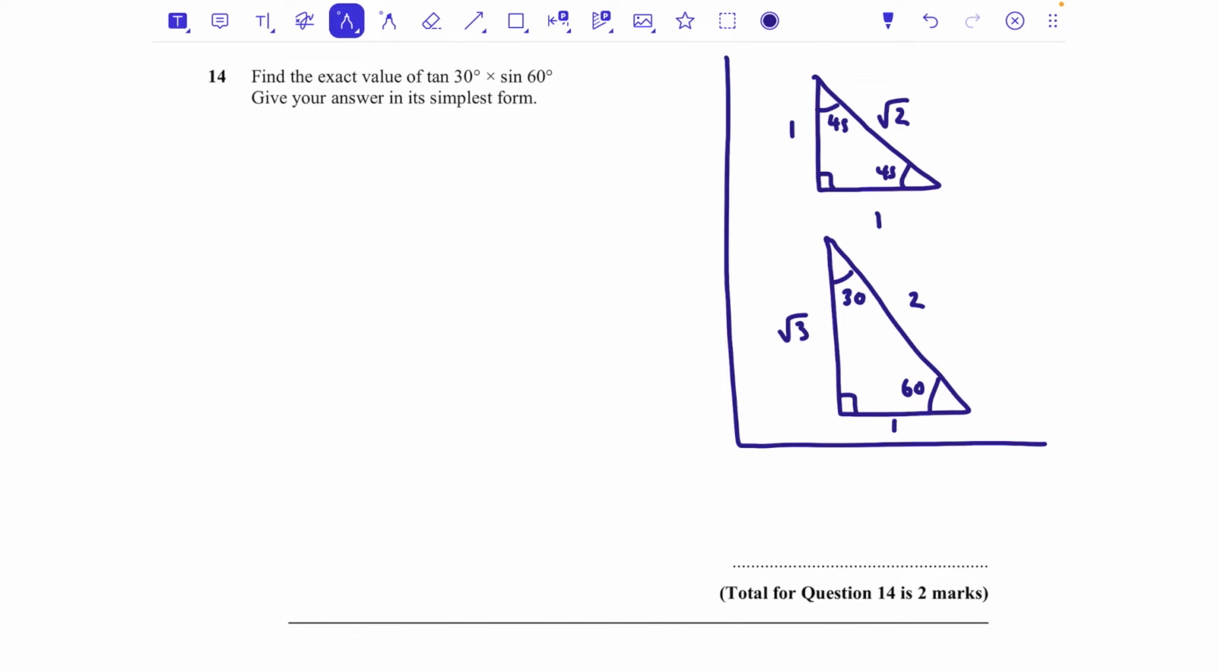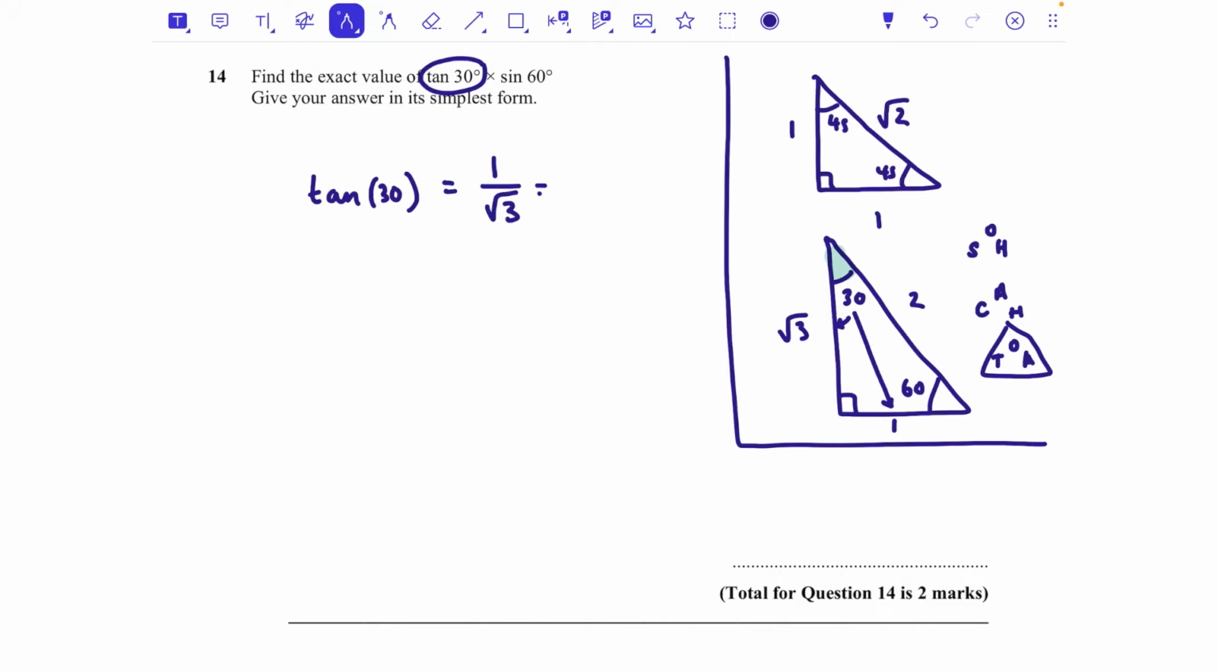If you can remember those two, then you can pretty much work out any of the exact values. So remember you've got SOH, CAH, and TOA. This is a non-calculator paper, this is why we're having to do this. So if I want tan 30, I imagine I'm here. Tan 30 is the opposite over the adjacent, which is 1 over root 3. You can also rationalise that and say it's root 3 over 3. Either way, both of those are correct.